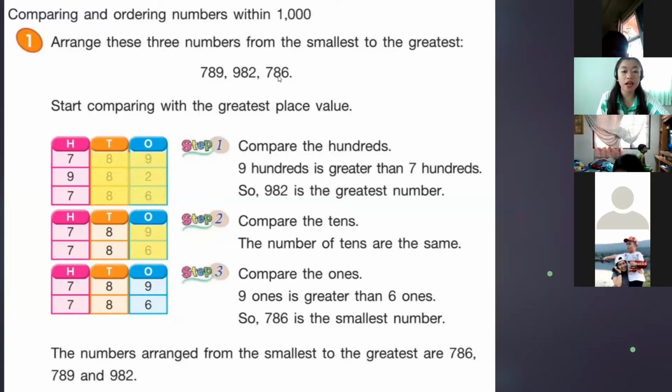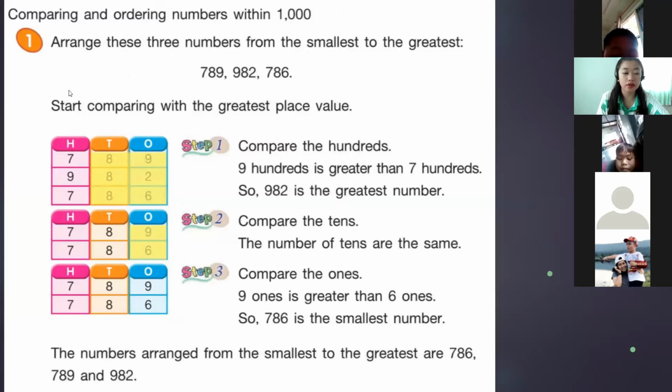982, and 786. So we're going to arrange in order from smallest to greatest. Which number is the smallest? We're going to start comparing the greatest place value. Look at this part in your book. We have here hundreds, tens, and ones. Let's look at the numbers.